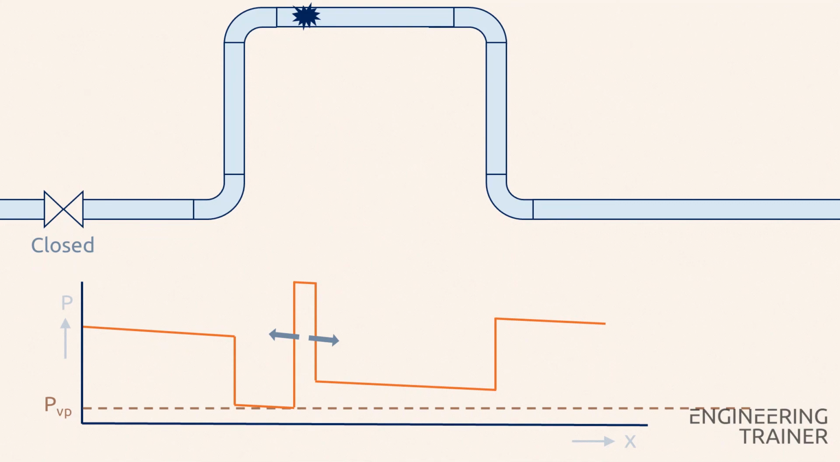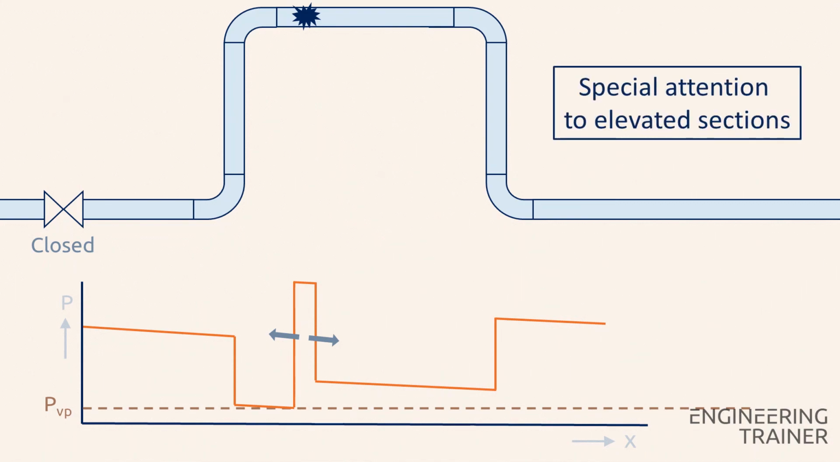Because of the risk of column separation, it is important to pay special attention to elevated sections when evaluating the risk for cavitation in a system.